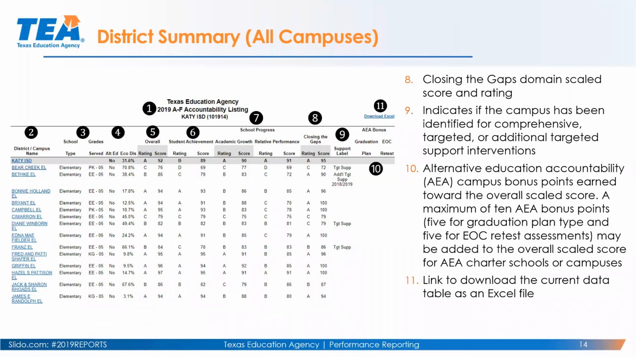Section 10 shows me alternative education accountability bonus points. AEA campuses can earn bonus points toward their overall scaled score. A maximum of 10 bonus points, 5 for graduation plan type, and 5 for EOC retest assessments, are available. This would only be for alternative education accountability campuses that are awarded bonus points. It would be listed here. If the campus is not an alternative education accountability campus, no information is displayed. And then on number 11, we have a link to download the data from this data table as an Excel file.